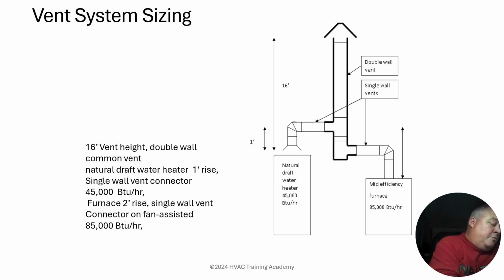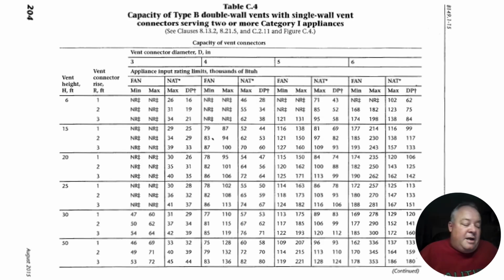Water heater is a 1-foot rise with 45, and then we've got 85 with a 2 on the furnace. If I don't write it down, I'll be wondering what the heck I'm doing here. Next, I'm going to pick the appropriate table. In this case, it's going to be C4, because we have a double wall B vent common vent with single wall vent connectors, or C vent connectors, for these two appliances.